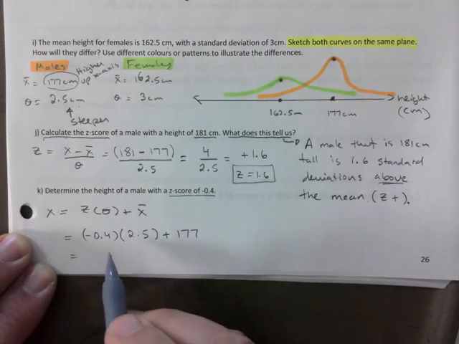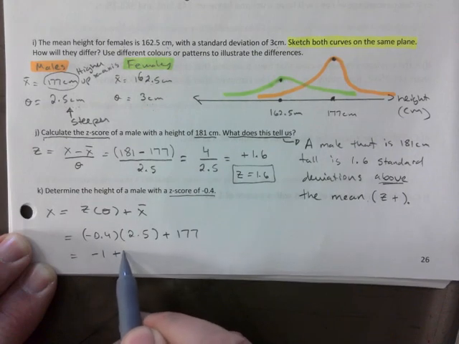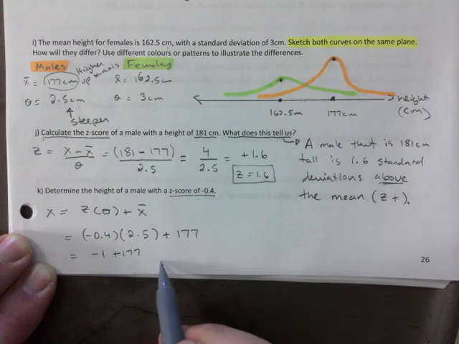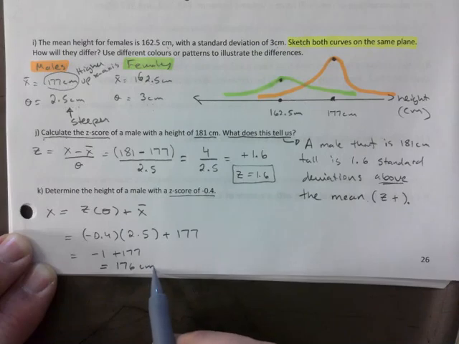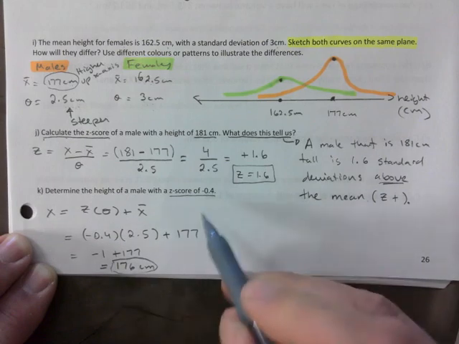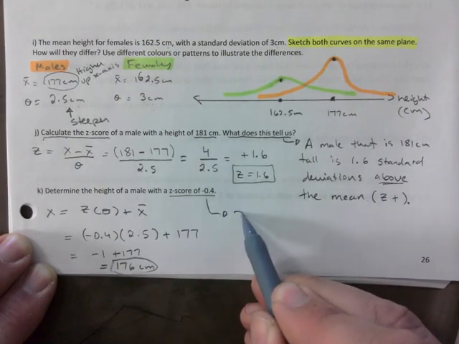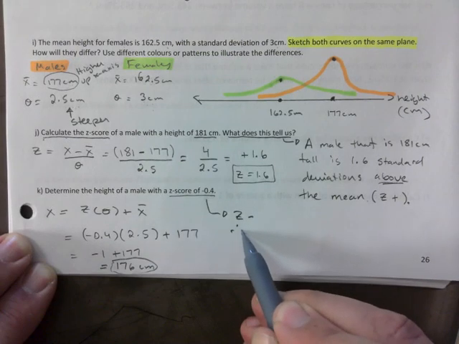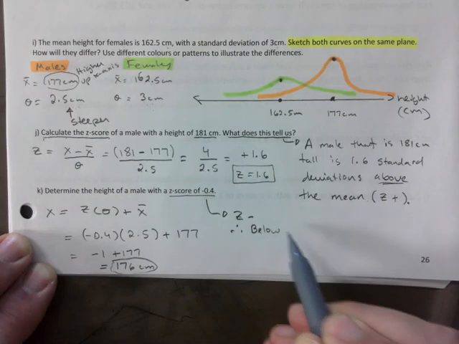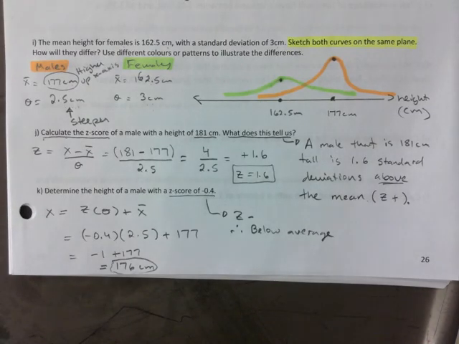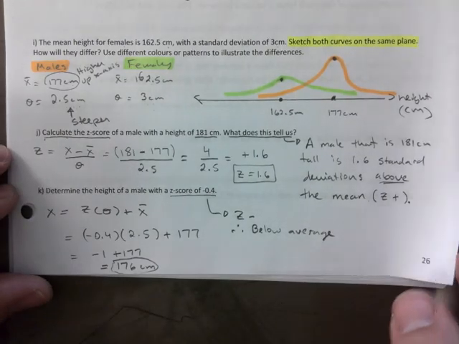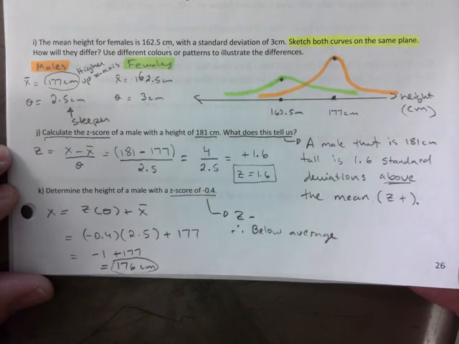When you do the math here, you get -1 plus 177, and that ends up being 176 centimeters. I'll just make a note coming off of this. Z-score is negative, therefore below average. Okay. All right, so we've done a little bit more with the formulas here. Let's go to 27. I got that started.